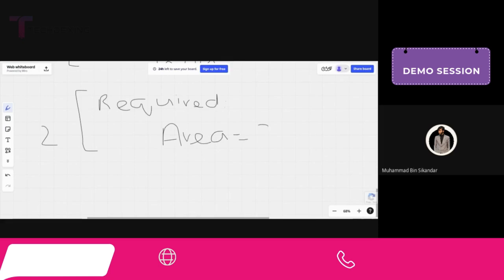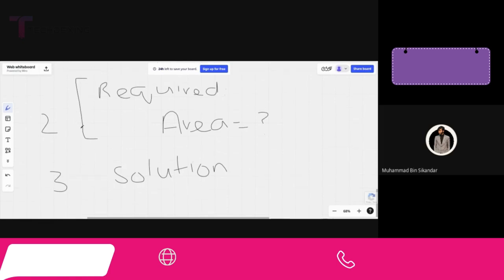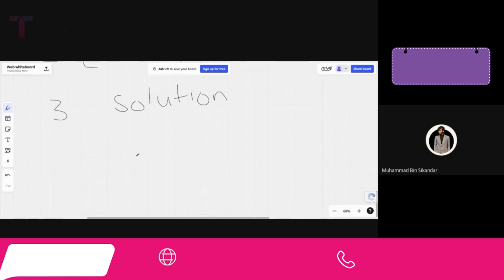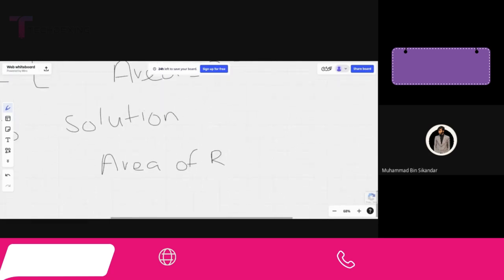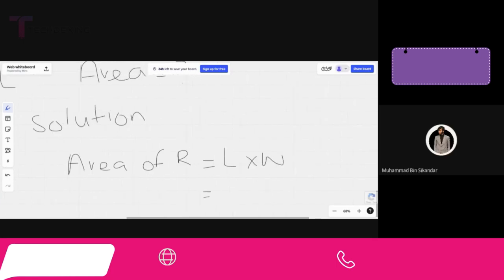Okay. And the third part is the formula solution of area. Or you can add more meaning to this by making the third part the formula. So you will write the formula first. You will write the complete name, area of rectangle, which is L multiplied by W. L was 12 and W was 8.